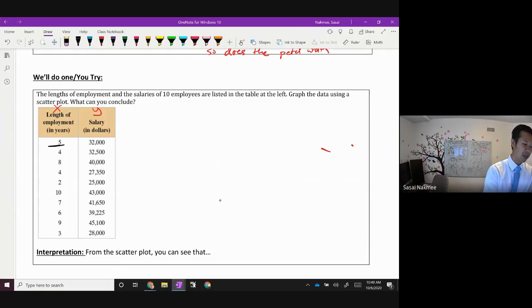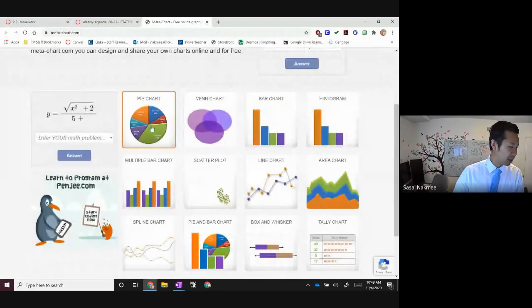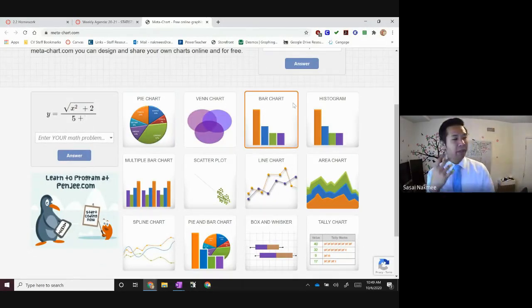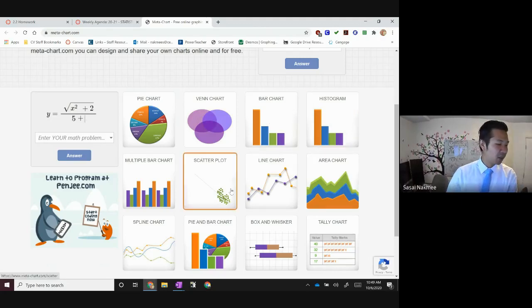So the first site up is going to be MetaChart. MetaChart is the one that has the pie chart on there, has the bar chart, which helps us with our Pareto chart. Do you guys remember the Pareto chart? Hopefully that comes to mind. It's just a bar chart that goes from highest to lowest. And then the other one is a histogram, which is just a bar graph. And then over here is what we're going to be working with today, which is the scatter plot. I'm going to go ahead and click on the scatter plot.